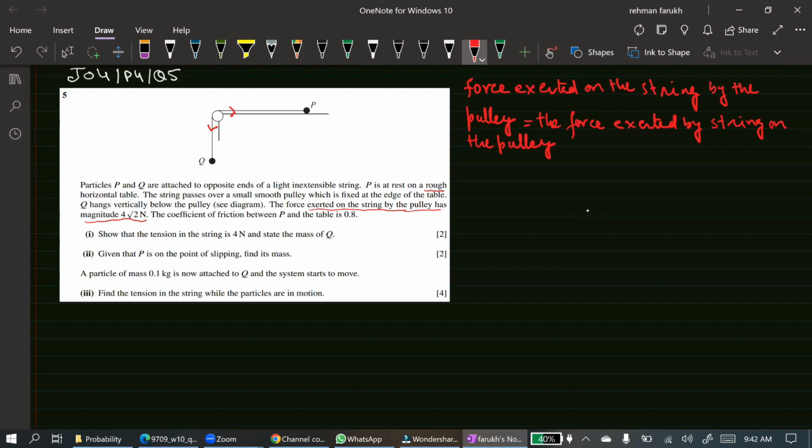If these are not the same, then what will happen? The pulley should move in this direction if the string's force is greater, and if the pulley's force is greater, it should move in this direction. But the pulley is at rest. It means the force exerted by the string on the pulley is equal to the force exerted by the pulley on the string, which is equal to 4 root 2 newtons.